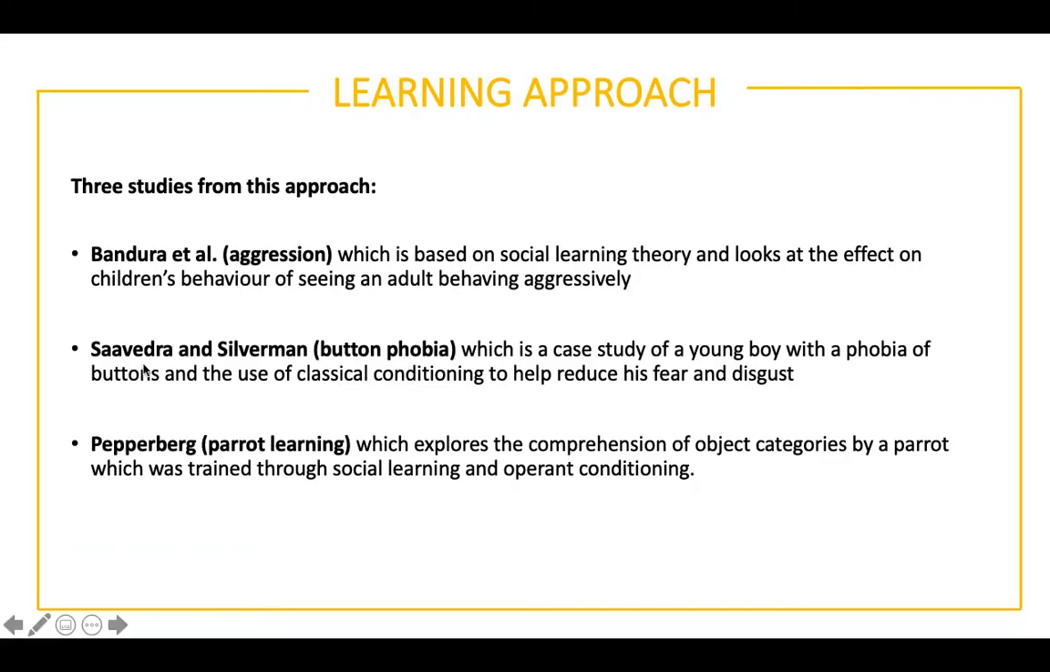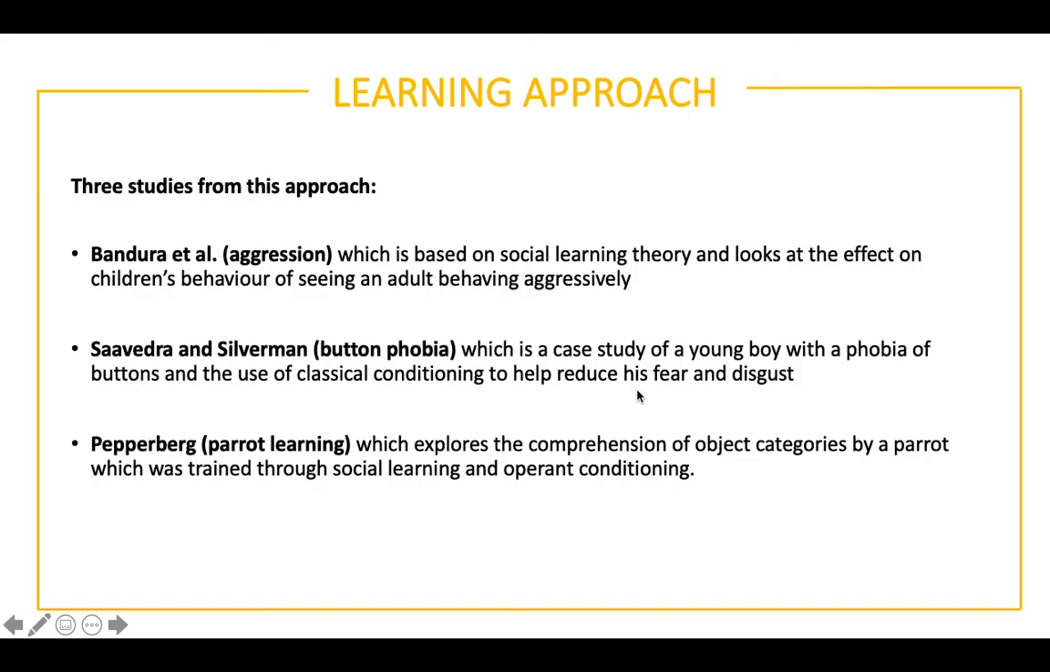The second one is Saavedra and Silverman, button phobia. Yes, it's about a kid who has a phobia of buttons. It is a case study of a young boy with a phobia of buttons and the use of classical conditioning to help reduce his fear and disgust. So here we will look at how classical conditioning helps to explain changes in behavior, which is here reducing their fear.